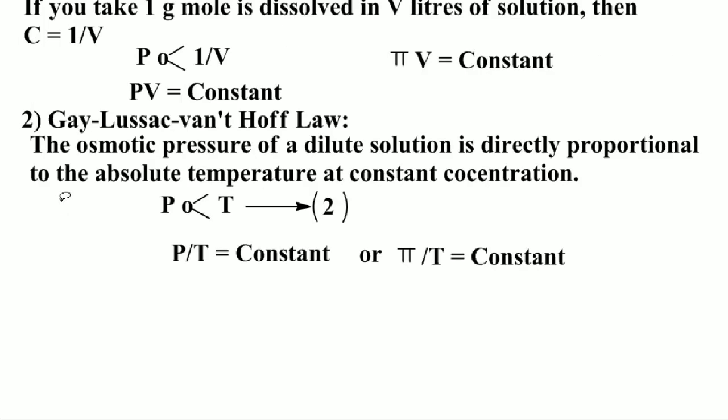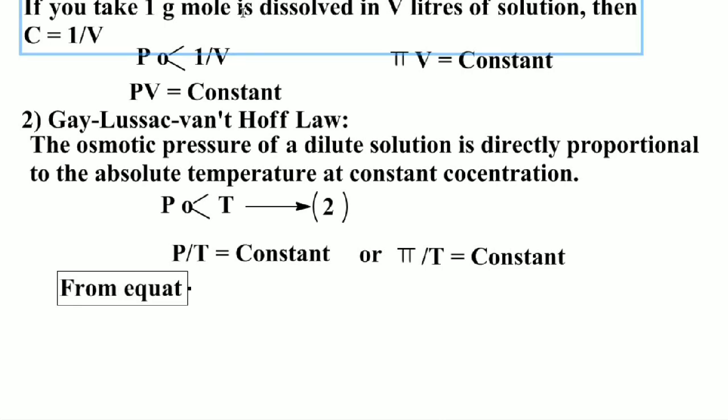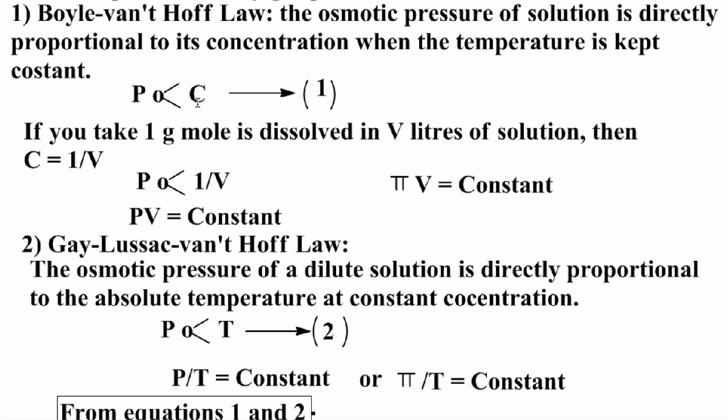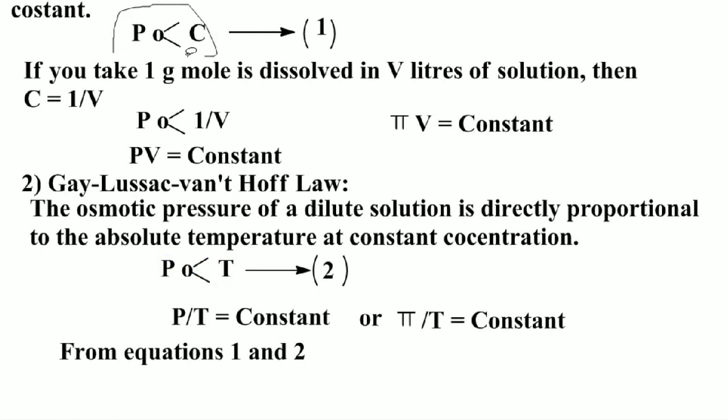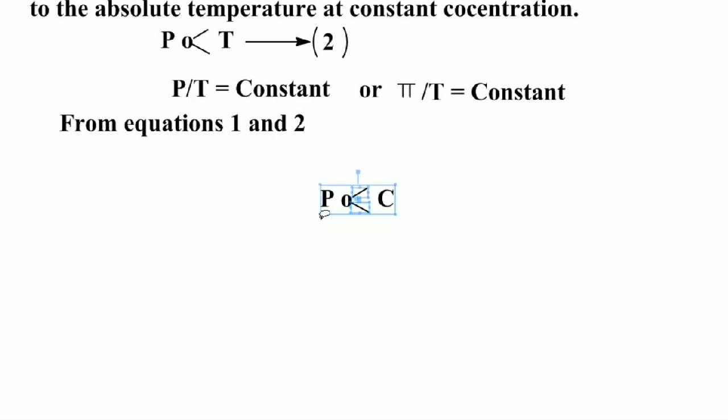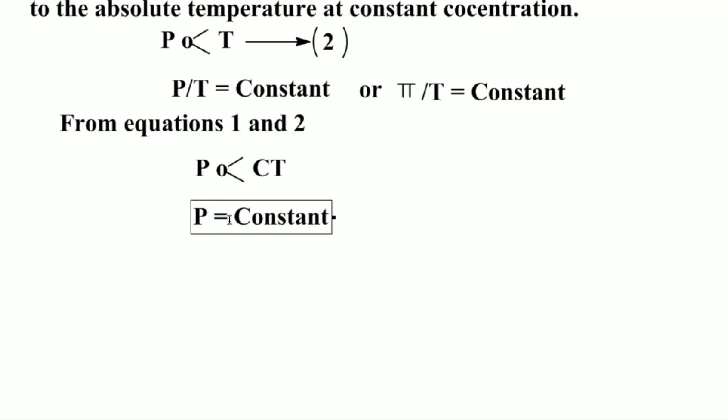So students, from equations 1 and 2, the first equation is P is proportional to C, and from the second equation P is proportional to T. We can write P is proportional to C into T. Removing the proportionality with a proportionality constant, let it be S. Then P is equal to SCT.